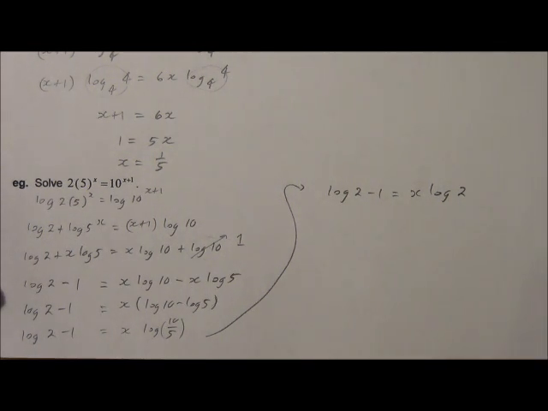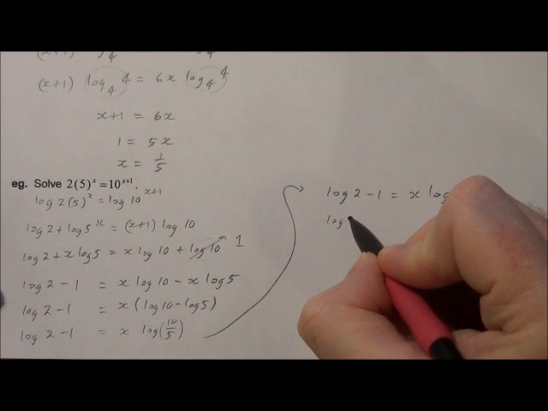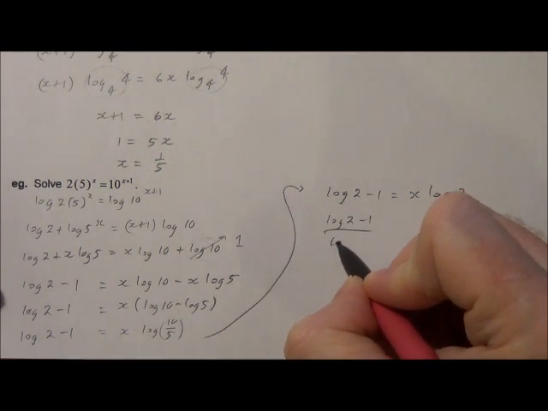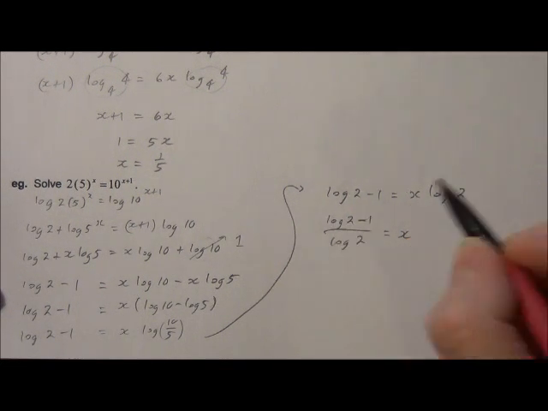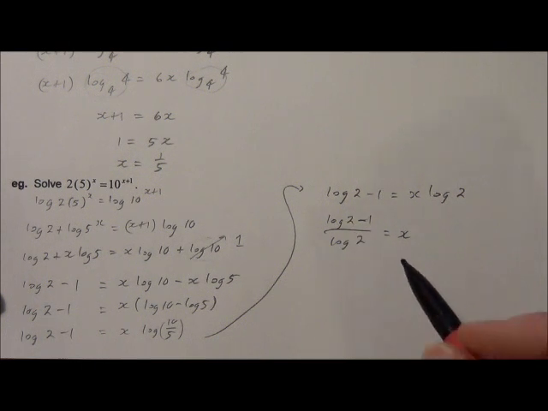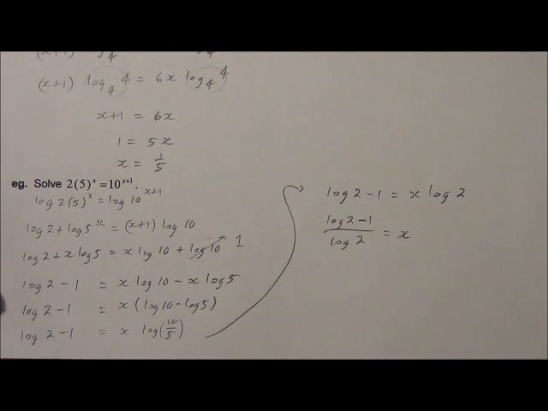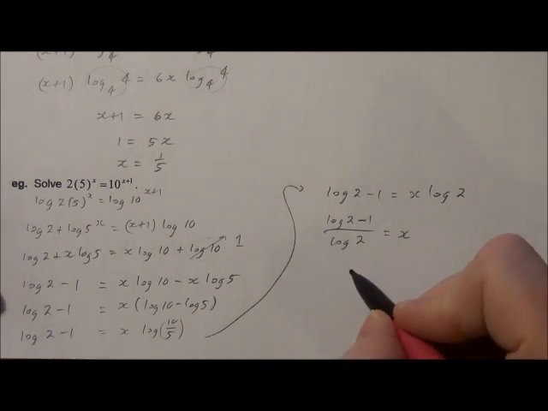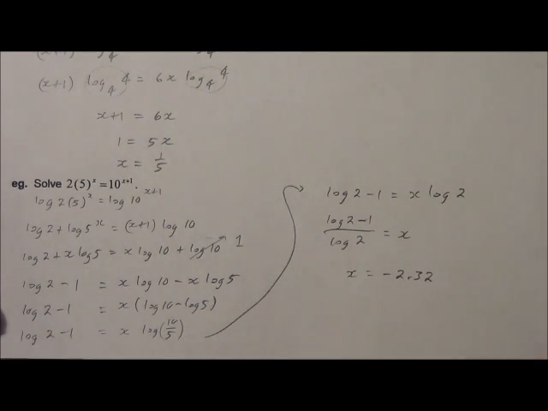Then I'll divide both sides by log of 2 because I want to isolate for x. So I get log of 2 minus 1 over log of 2 equals x. Now please be very careful here. Those log of 2 base 10 do not cancel each other out. Okay? Because we've got 2 terms up here and only 1 here. And so then just calculate that out, and x equals negative 2.32.